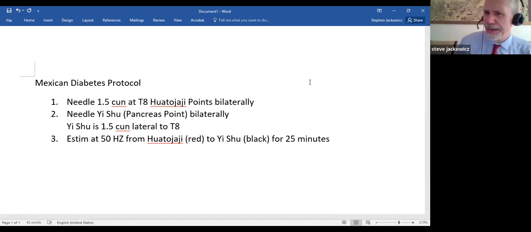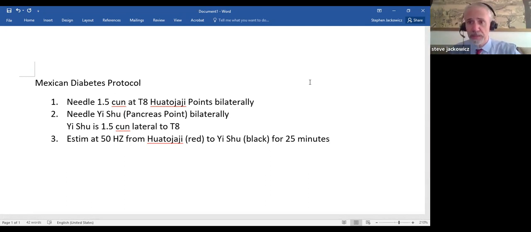Now, how deep do you needle that one? It depends on how big the person is, because it's safe to needle it. It's not too high, but you can go roughly somewhere between 1 to 1.5 sun, depending on the person's size, and you can angle the needle if you're uncomfortable with it going straight.